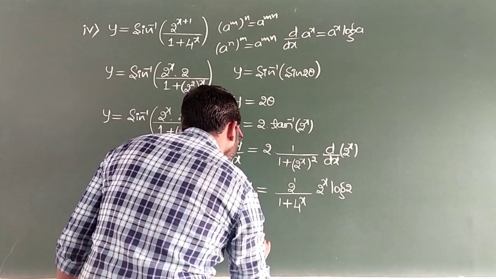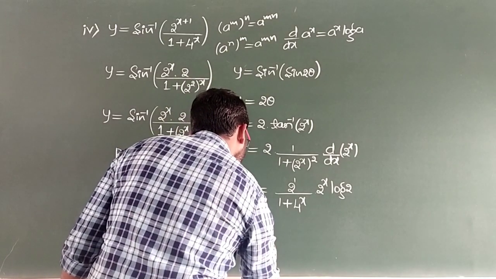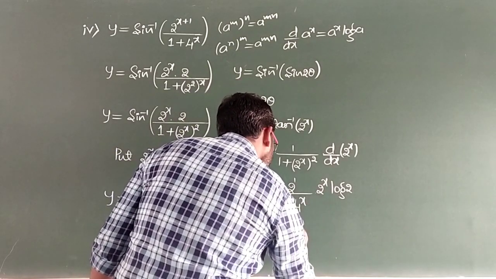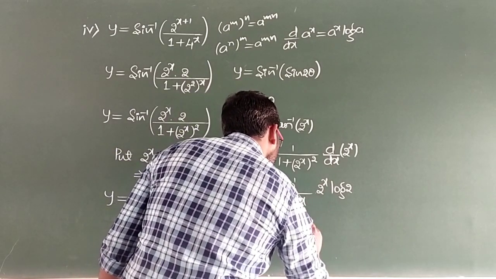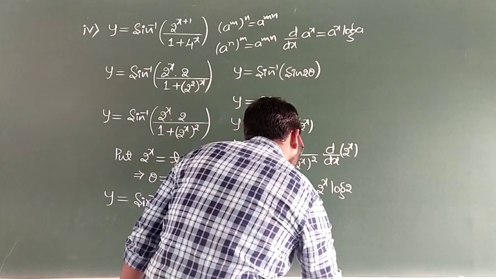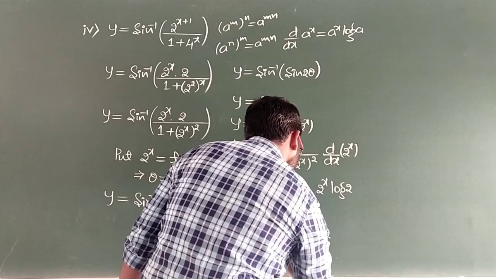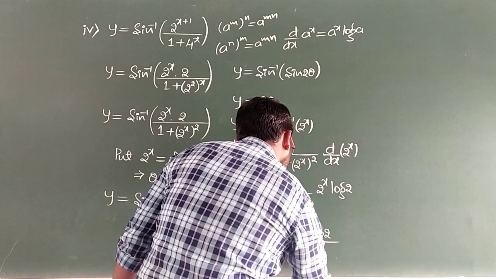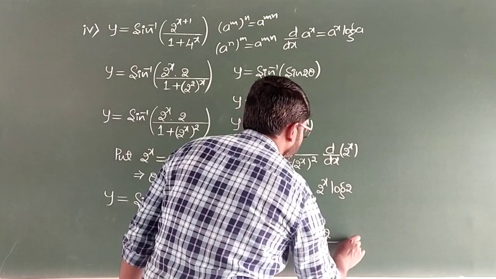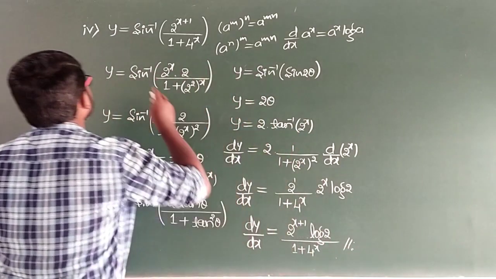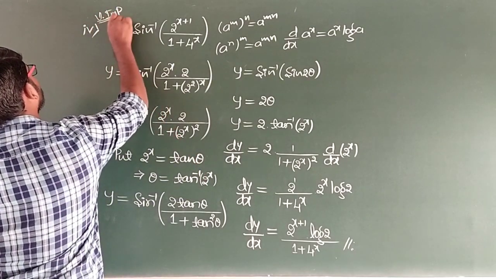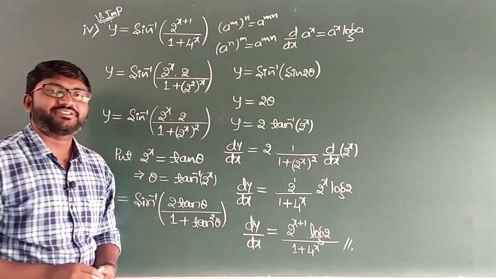dy by dx which is equals to, it can be written as 2 raised to x plus 1 into log 2 as it is, then divided by 1 plus 4 to the power x. So this is the required answer. So mark this as very important for 3 marks. Note down this, then we'll take up the next question.